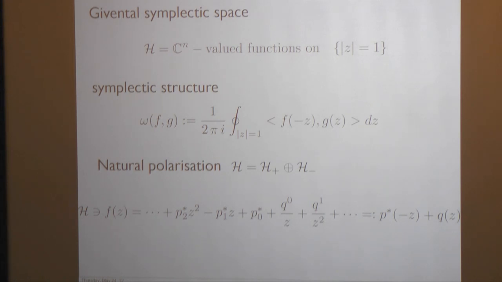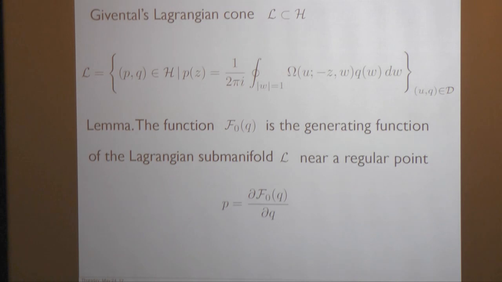So H plus will be momenta for me. H minus will be the coordinates. So what is the Lagrangian submanifold, the so-called Givental-type Lagrangian cone? Script L is a subset of pairs p, q in the Givental-type symplectic space, where p of z is given by the following formula. And the lemma is that the function F0 is exactly the generating function of this Lagrangian submanifold near a regular point. There are also singular points of this Lagrangian submanifold, but I will not enter into details about the singularities.